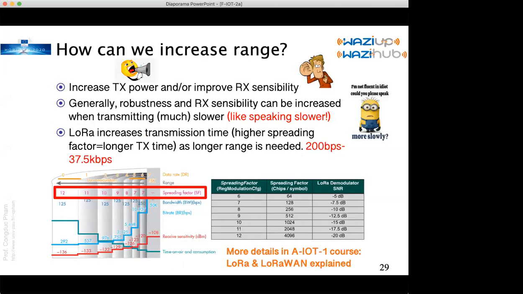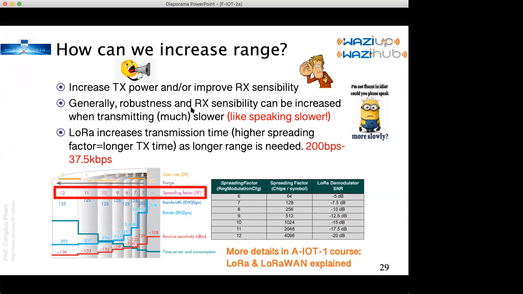So how can we increase range? There are two ways. You can increase the transmission power, like speak louder, or improve the receiver sensitivity, okay? And it's very difficult to increase transmission power because of the reason I showed you. I mean, if you have an IoT device running on batteries, then if you increase the transmission power, it means that you're going to decrease the lifetime. You're going to decrease how long it can run on batteries, okay? So we still want to have very small transmit power. So if we cannot really act on this, then we have to act on this. We have to try to improve receiver sensitivity.